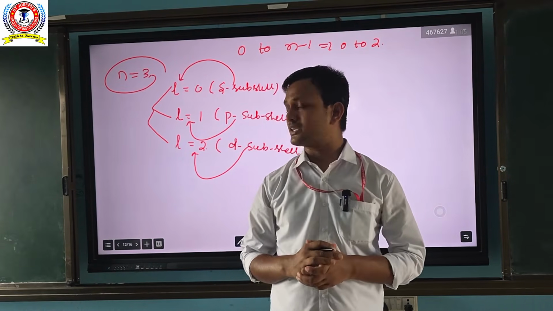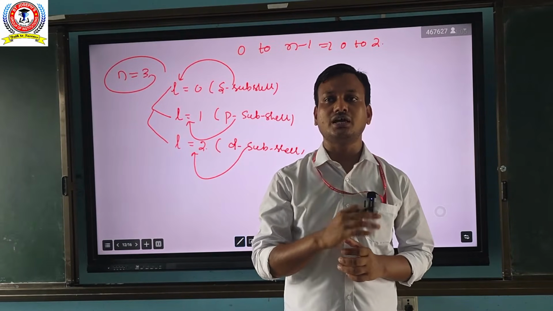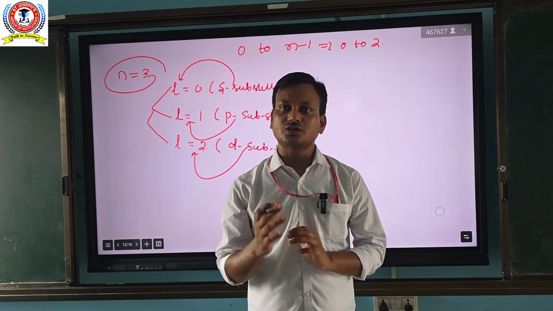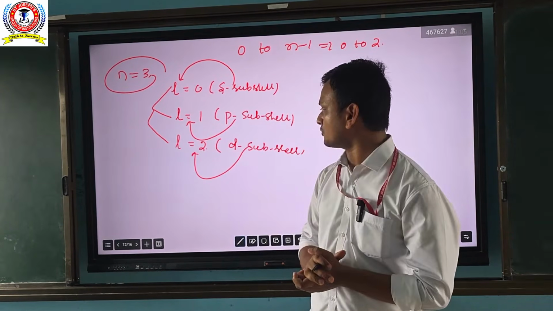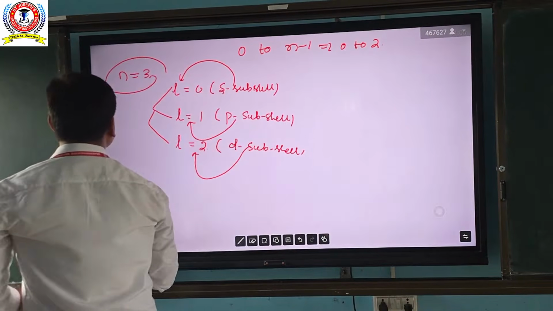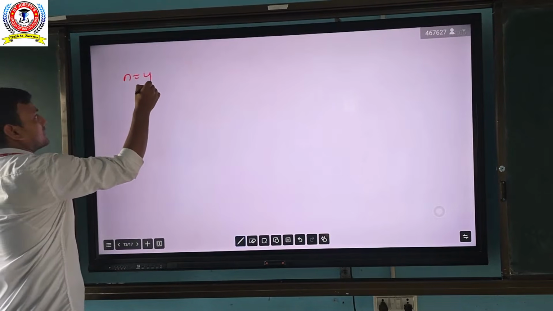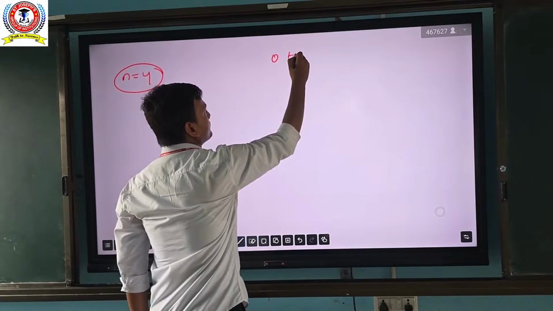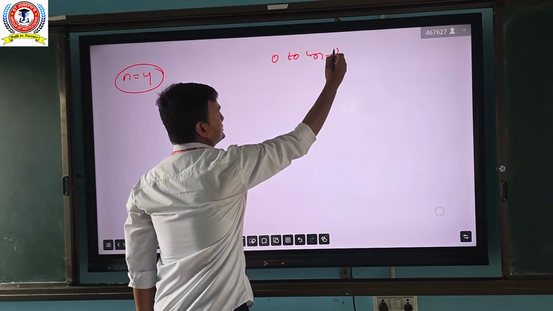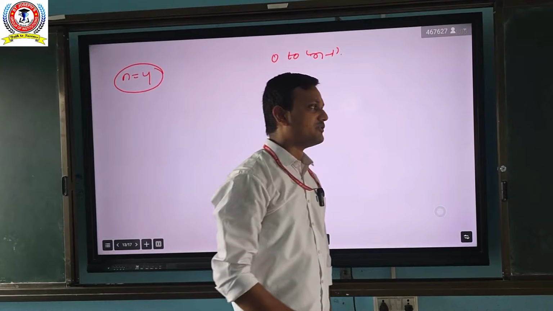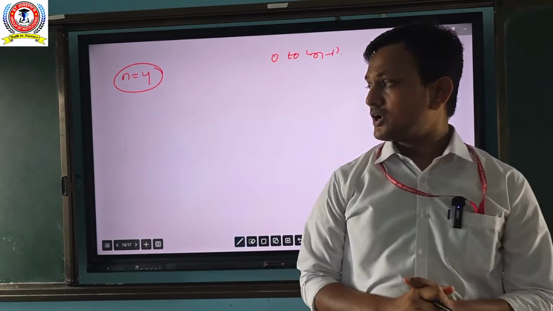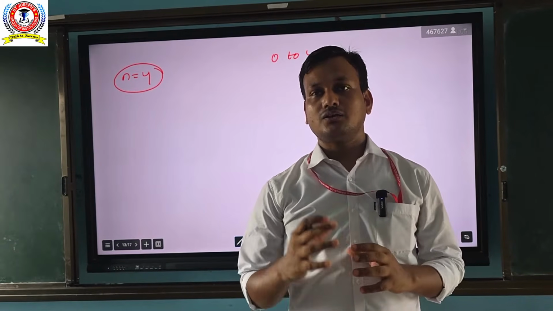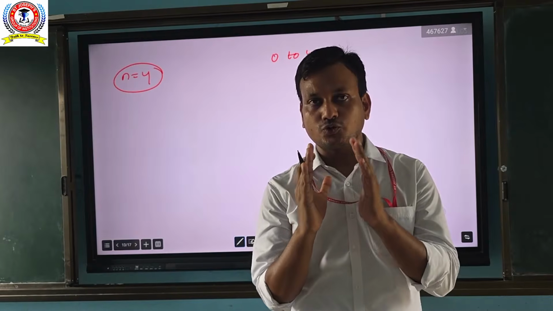And also remember that for the S subcell the value of L is equal to 0, for the P subcell the value of L is equal to 1, for the D subcell the value of L is equal to 2, and the last cell, that is n is equal to 4, is your fourth cell. And again, repeat that the value of L lies between 0 to n minus 1. For each value of L there exists a subcell, and the value of L lies between 0 to n minus 1.